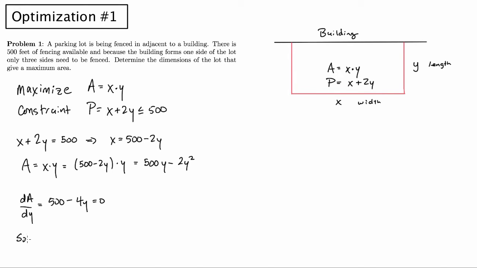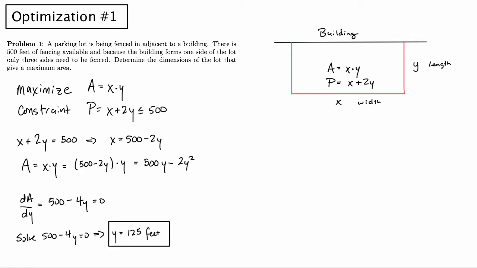So if I solve 500 minus 4y equal to 0, then I'm going to get y is 125 feet. So this is the optimal size for the length.